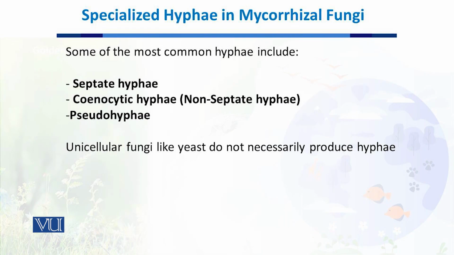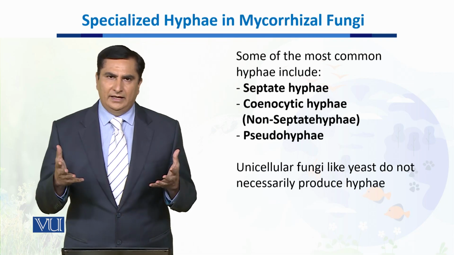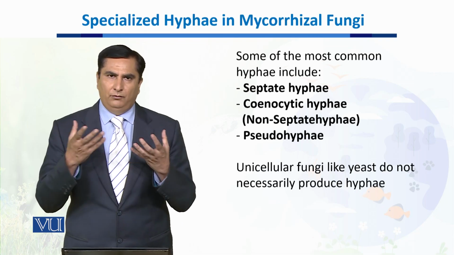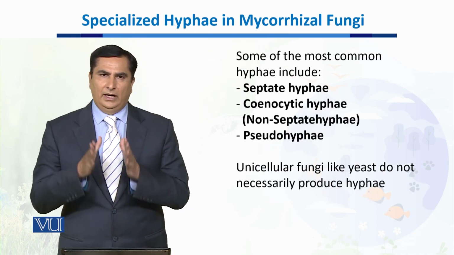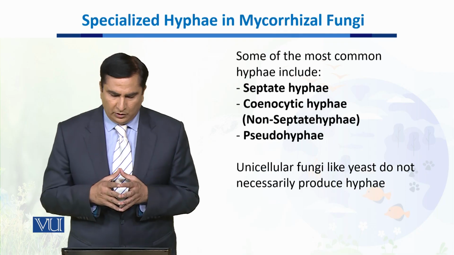For example, some of the most common hyphae include septate hyphae, which we have talked about, that have a special cell wall partition known as septa between them. Then we have cenocytic hyphae. Then we have non-septate or continuous hyphae, also known as pseudohyphae. When we talk about unicellular fungi, including yeast, they don't have any hyphae. They are simple, with oval or round shaped cells, while all of the molds are made up of different types of hyphae.